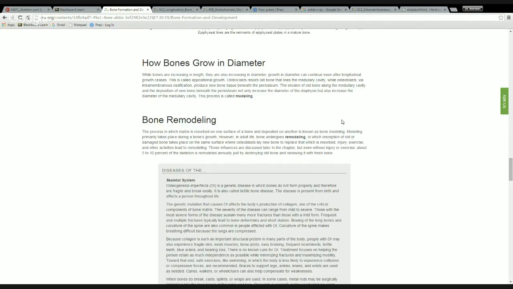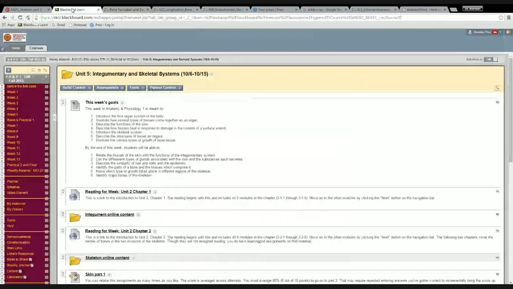So in the paragraph under how bones grow in diameter, the last word, which is boldface, is modeling. And then they go right into bone remodeling. And it's really the same process. Unfortunately, in the book, they don't give you an appropriate name or description of what's happening there.